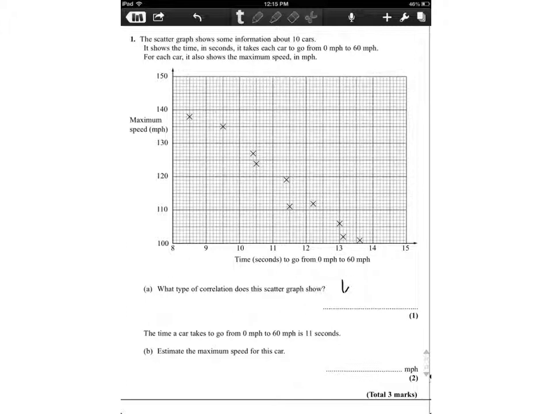The correlation is negative. The time it takes a car to go from 0 to 60 is 11 seconds. Work out the maximum speed or estimate it. So it's going to be around here. So I'm going to say 122. But I'll accept answers from about 118 to 125. So anywhere there will be fine.